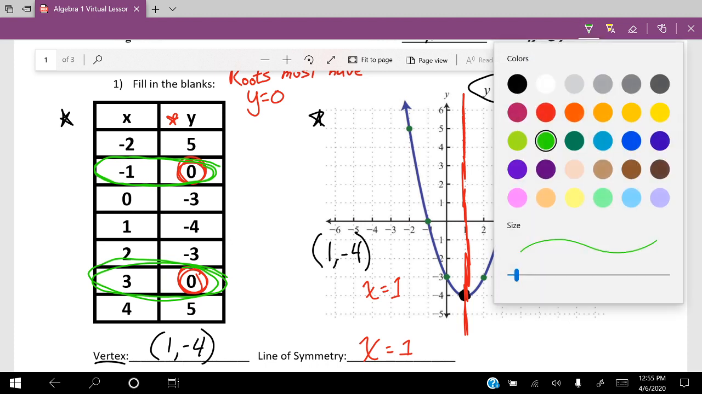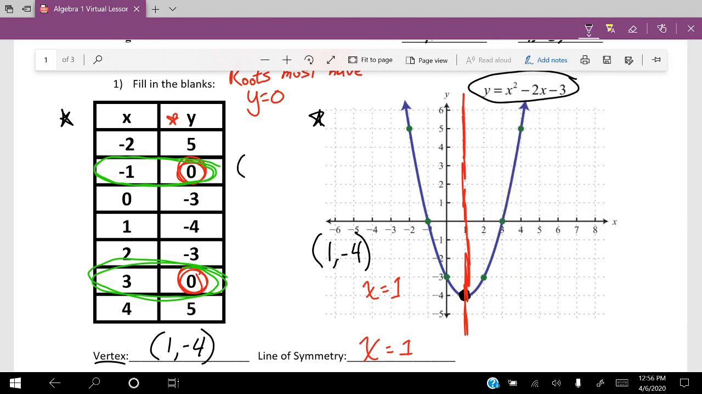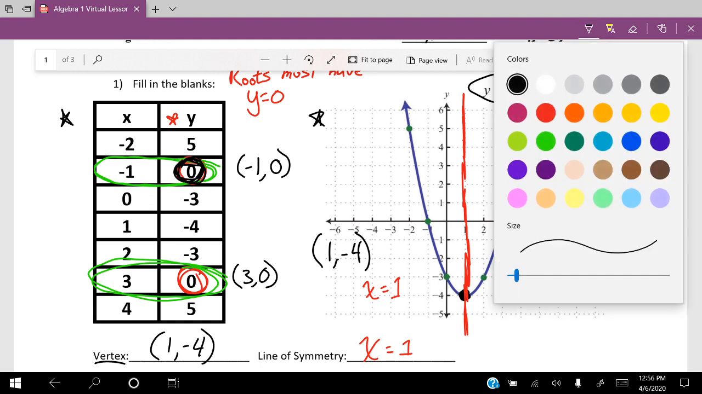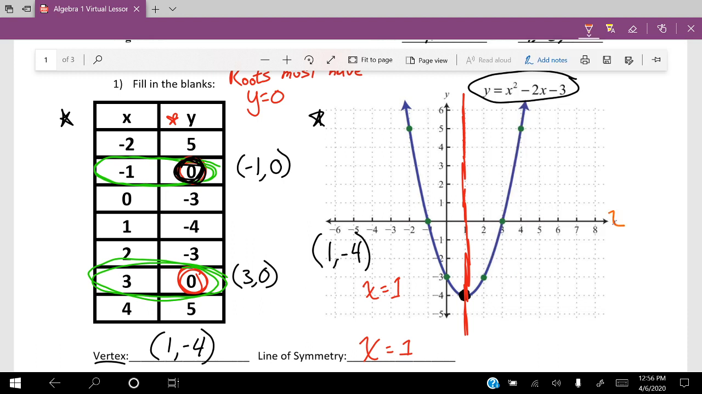So I can go ahead and write those coordinate pairs. Negative 1 comma 0 is a root, and 3 comma 0 is a root. Roots are really easy to find in tables because anytime you see y equals 0, or a 0 in the y column, we know that must be a root. Now, if we look over to the graph, and remember that this table belongs to this graph, we find roots by asking, where does our graph intercept the x-axis?